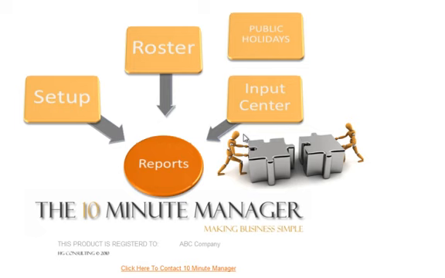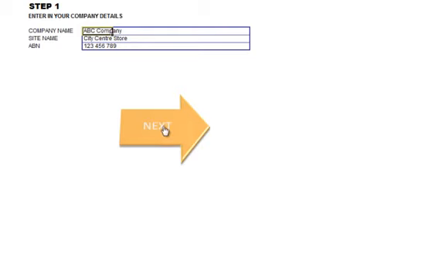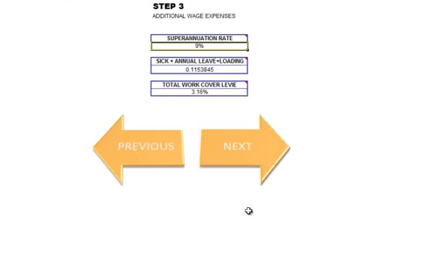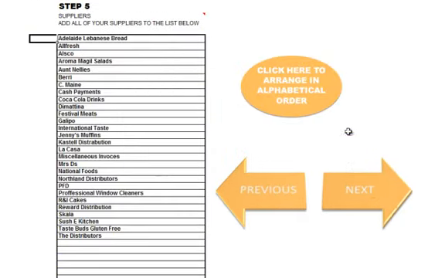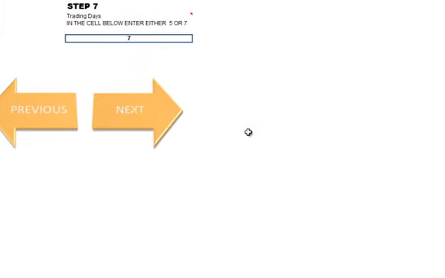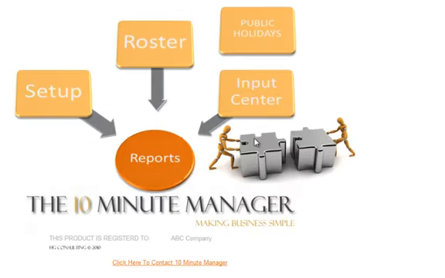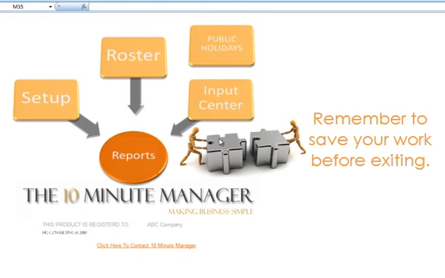If ever you need to make any changes to that initial setup, you can easily return to that setup page by clicking setup here. And the only way to exit the setup is to run through the whole process by clicking next, and that will return you back to the main menu of the 10-minute manager. That concludes our tutorial on how to set up the 10-minute manager. In our next tutorial, we'll be discussing creating a roster.